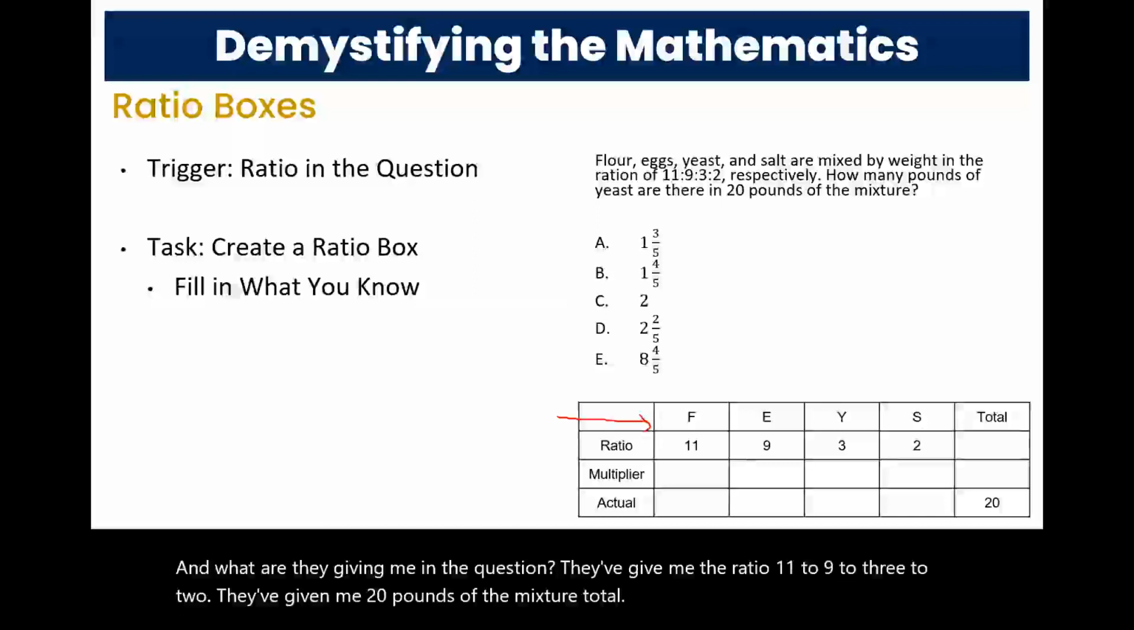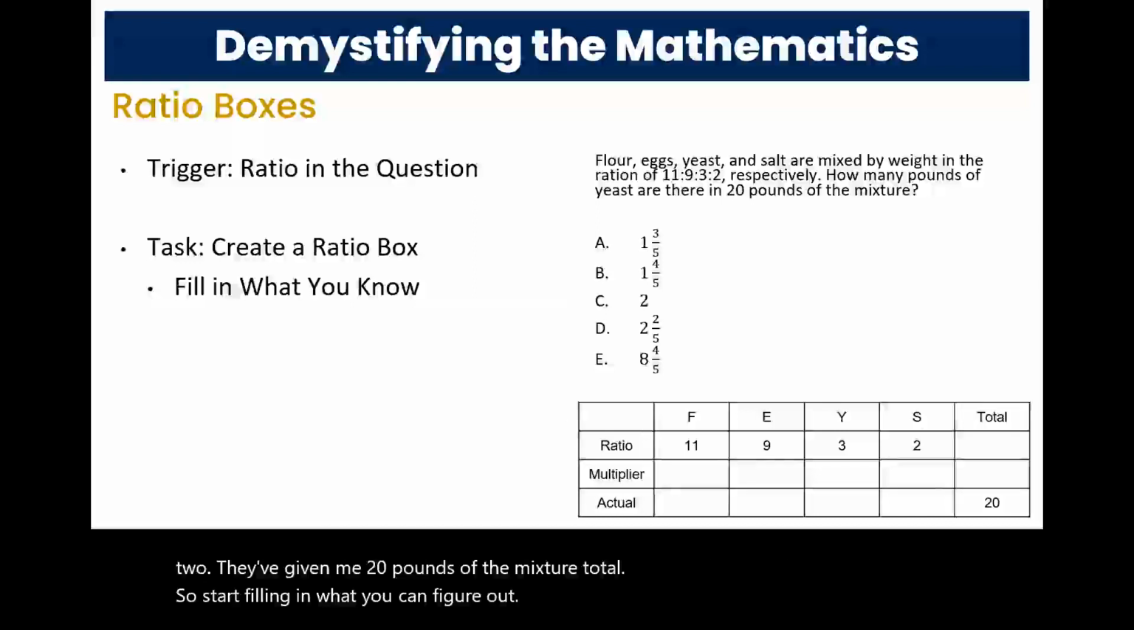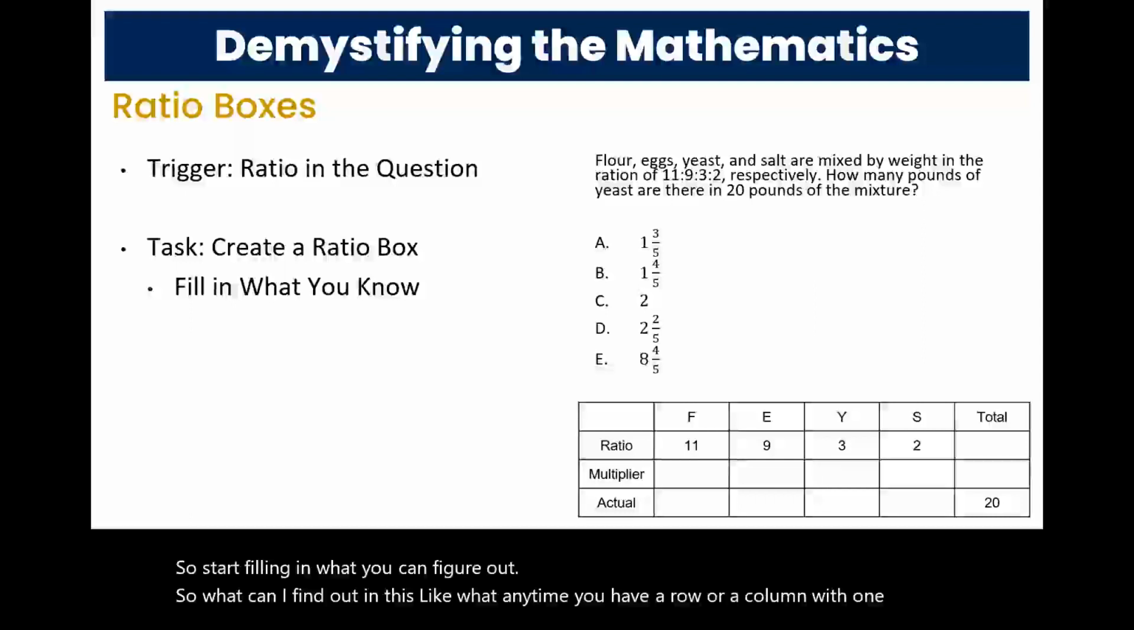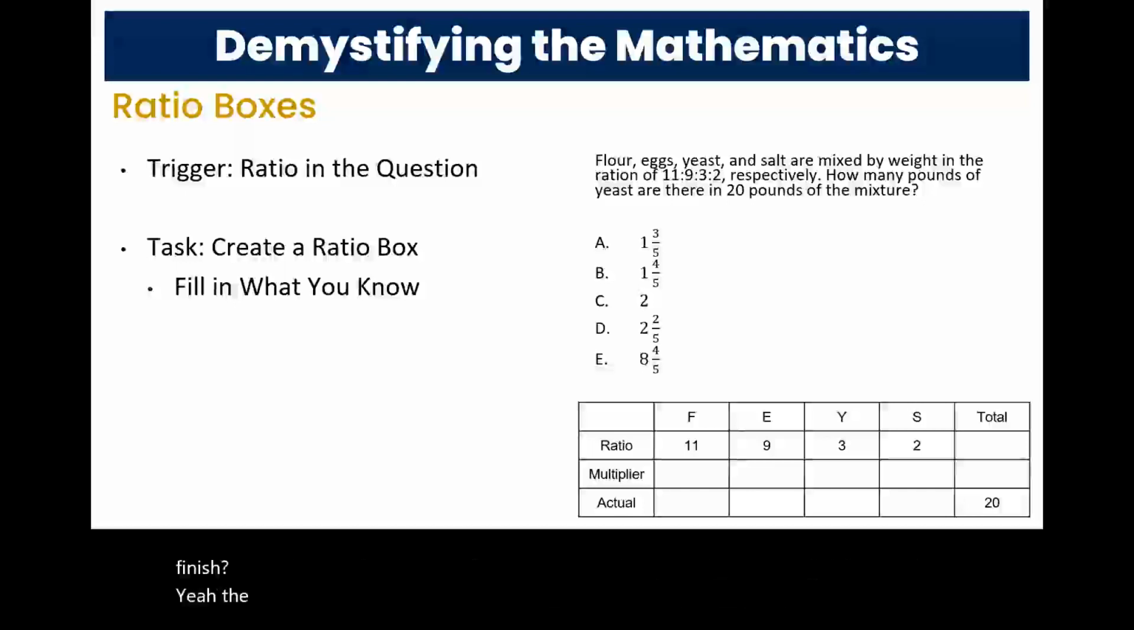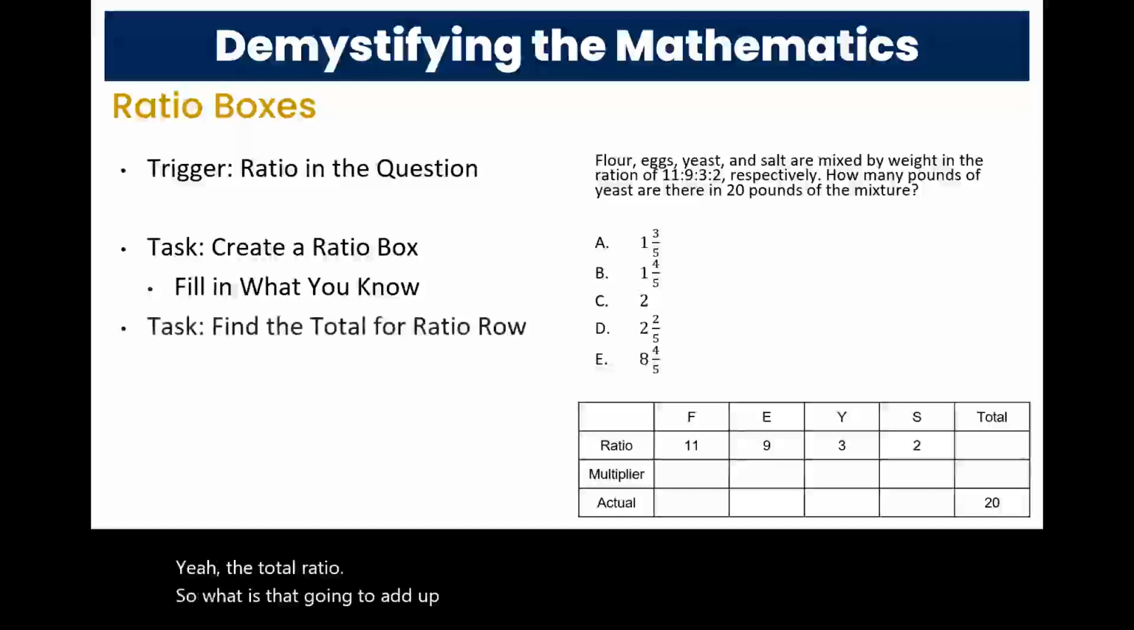So start filling in what you can figure out. So what can I find out in this? Like, anytime you have a row or a column with one empty box, you can always fill in the rest. So what row or column can I currently fill out and finish? Yeah, the total ratio. So what is that going to add up to? 25. Okay, but by doing that, all of a sudden, I have another row or column I can solve. What row or column can I figure out now?